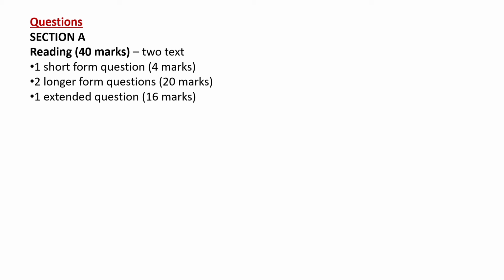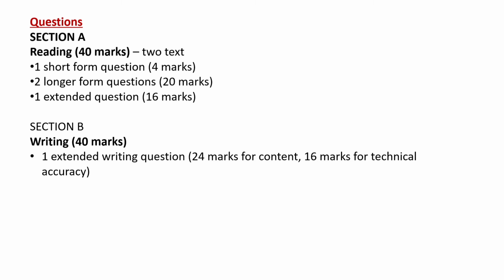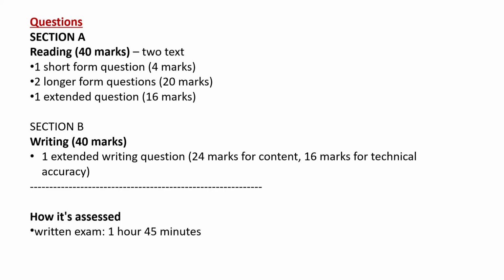Now let's move on to Section B. You have an extended writing task to do. The question is worth 40 marks in total. Just as in Paper 1, 24 marks are for content and 16 marks are for technical accuracy. To complete Paper 2, you will be given an hour and 45 minutes. The overall mark for both Section A and B is 80 marks, and this paper is worth 50% of your GCSE in English Language. Okay?